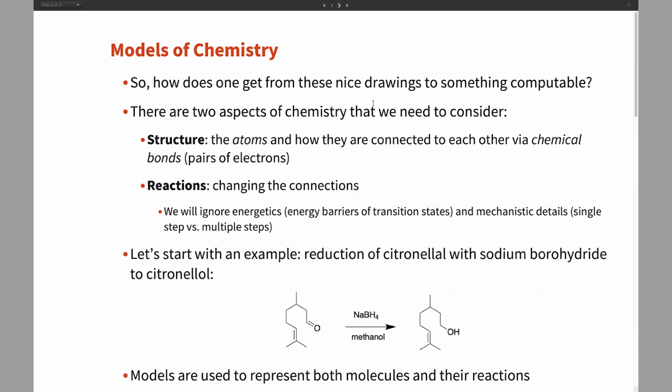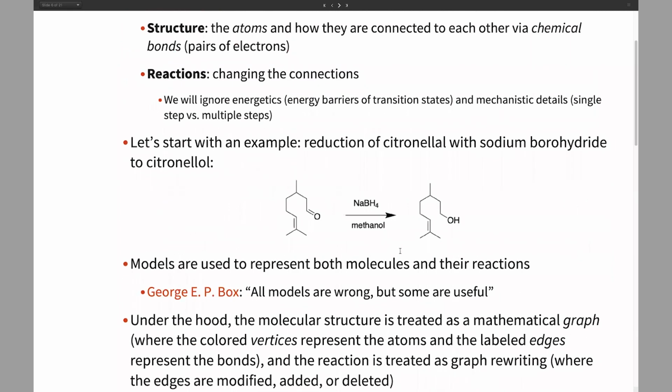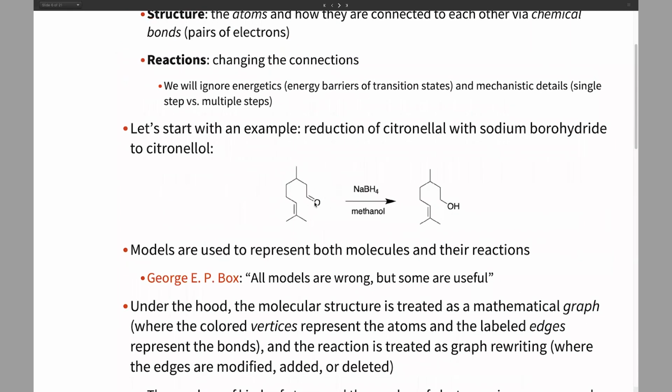So in chemistry, in the Wolfram language, we're dealing with models. And we've got models for the structure, and it's the atoms and the bonds and their arrangement in space. And we have models for reactions, and that's how we can change the arrangement of the atoms within the molecules. For example, we can take this aldehyde molecule here, acetal, and reduce it with sodium borohydride to the alcohol. And the way we do that in Wolfram language, like I said, is a model. And as you may have heard in an earlier talk this morning, all models are wrong, but some are useful.